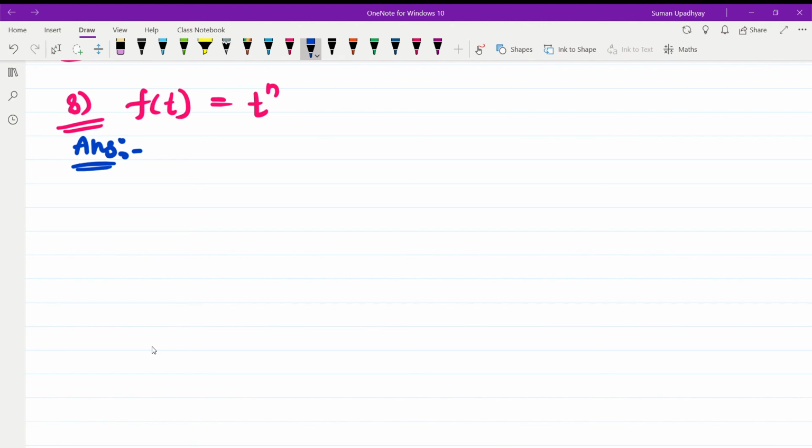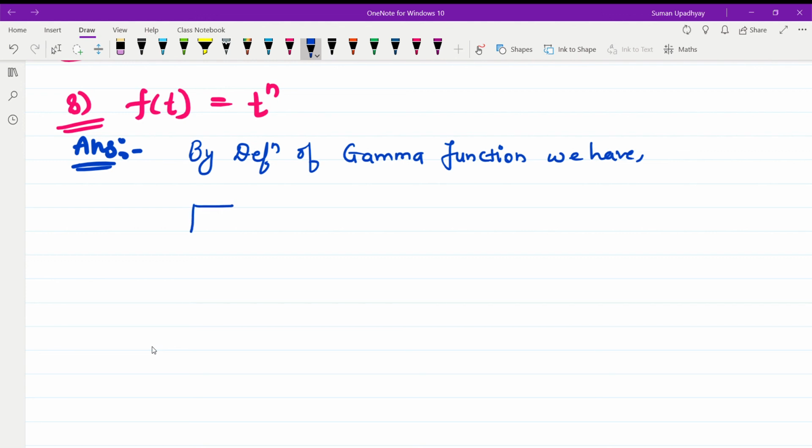For that we are going to use the definition of a gamma function. So let us see how I am going to do that. By the definition of a gamma function, we have this already; all these things we are going to study under unit 5 also in detail. As of now we will just understand the formula. The gamma of n plus 1 is equal to the integration from 0 to infinity of e raised to minus x into x raised to n minus 1 dx.